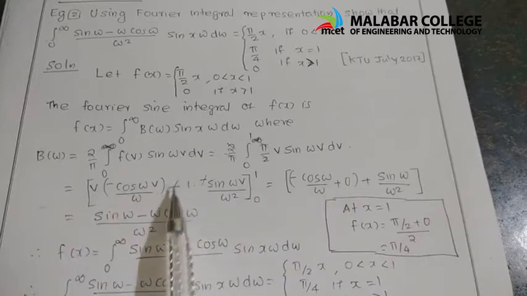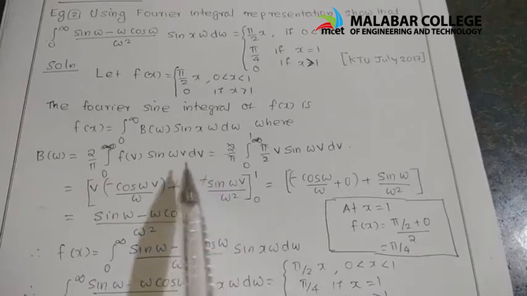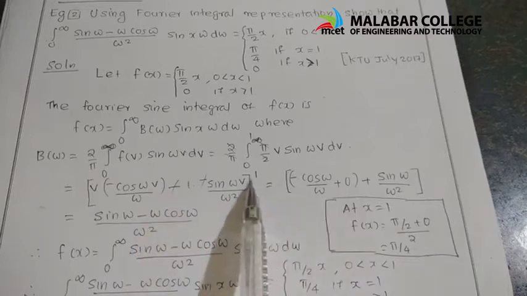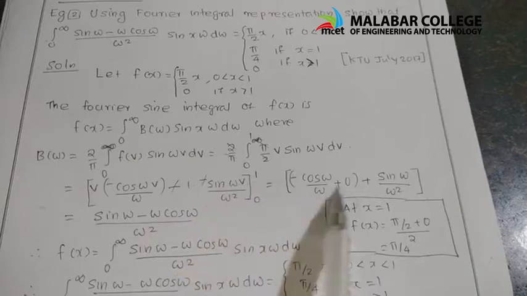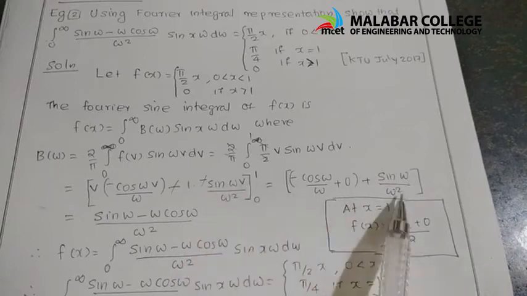Now minus of minus is positive, so this is plus here. For the next term I apply the upper limit, which is 1, so sin omega into 1 is sin omega by omega square. Then minus the lower limit 0, so sin 0 is 0, and there is no need to write it.